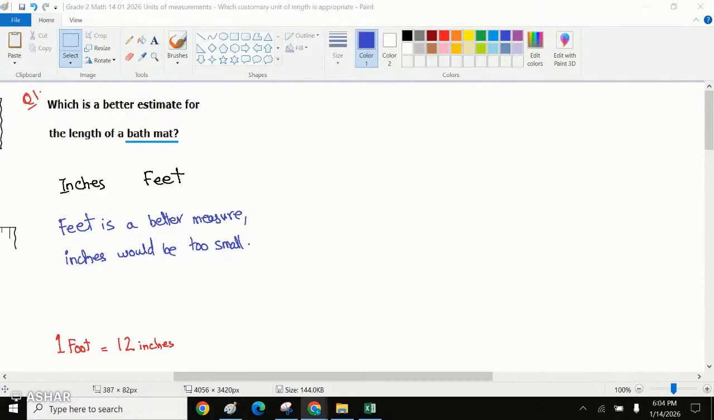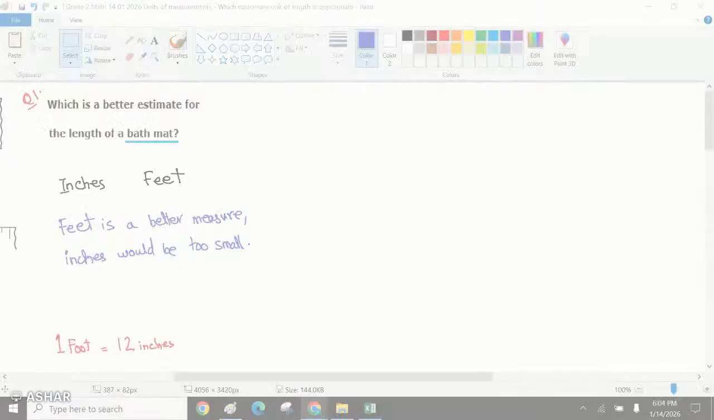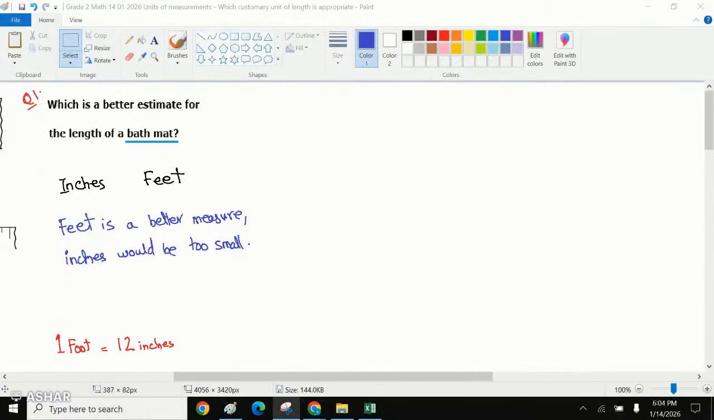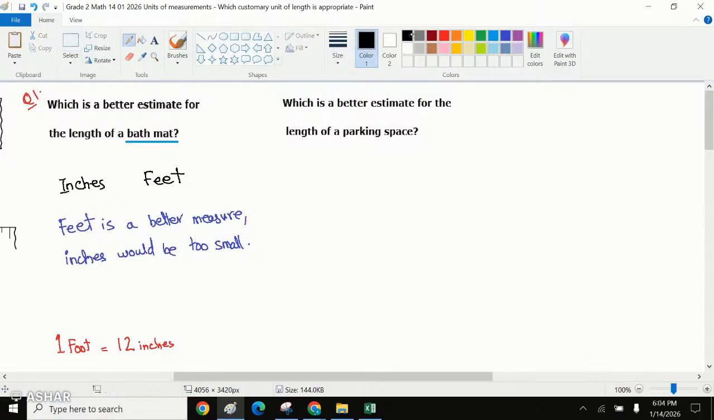So let's try another question. With one or two more questions, it would be very clear for us, right? The next question says, which is a better estimate for the length of a parking space? Let's suppose we have two options for the parking space. The first option was 7 feet, or 7 yards.